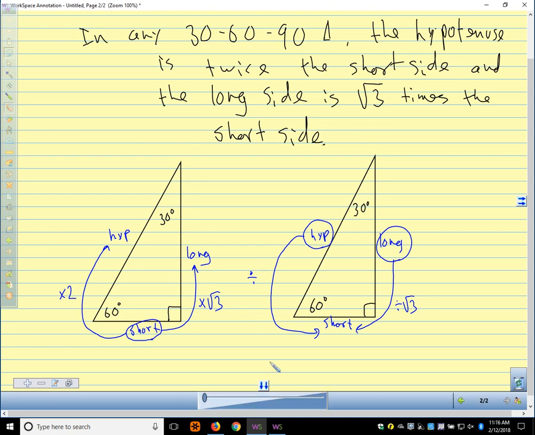And it might also be helpful to think, to go from the short side to the other sides, you have to make it bigger, so you have to multiply. To go from the hypotenuse or the long to the short side, you have to divide to make it smaller.